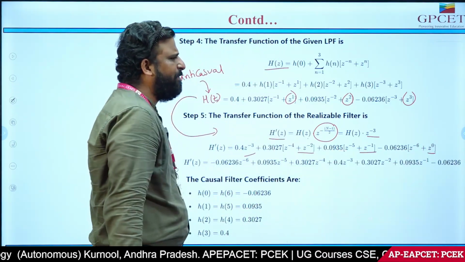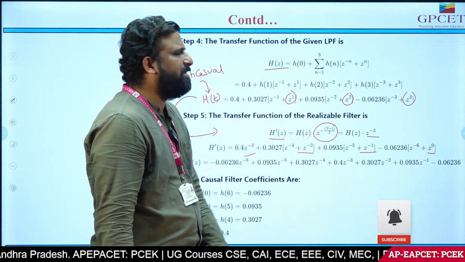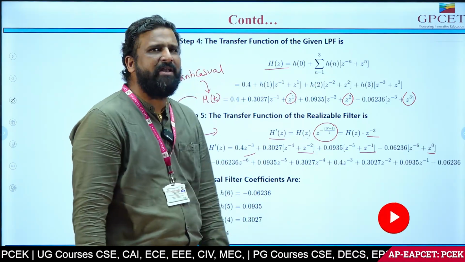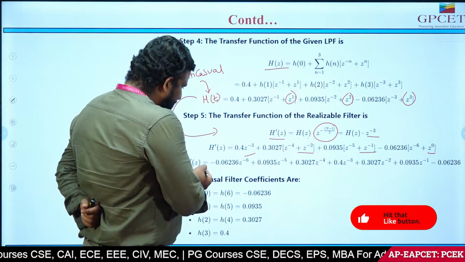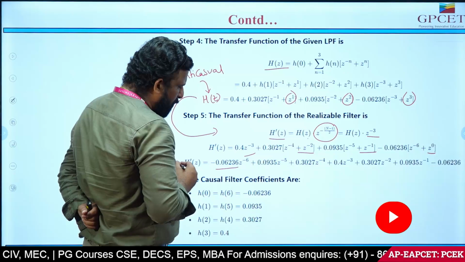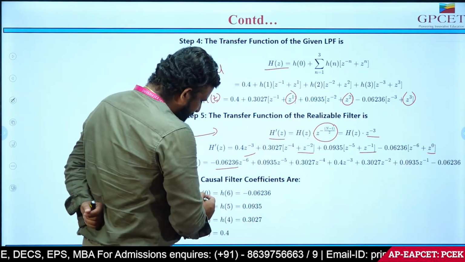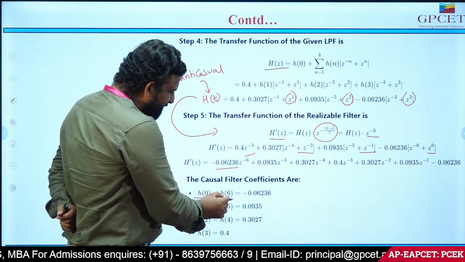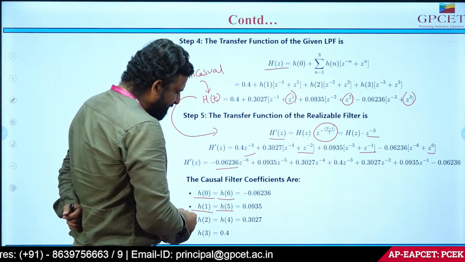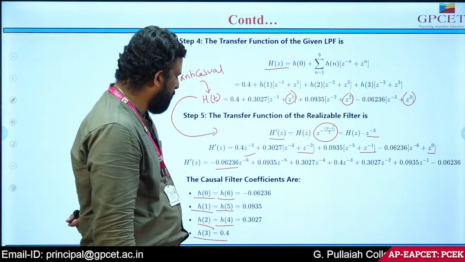You cannot see any positive power factors, so we can directly say that the formed equation is the causal filter, with the help of which we can realize that particular FIR filter. After rearranging, if I take the common factor 0.0623, it will be z power minus 6 plus 1. See here, the h of 0 and h of 6 values will be the same, h of 1 and h of 5 will be the same, h of 2 and h of 4 will be the same, and finally the unique term h of 3 is equal to 0.4.